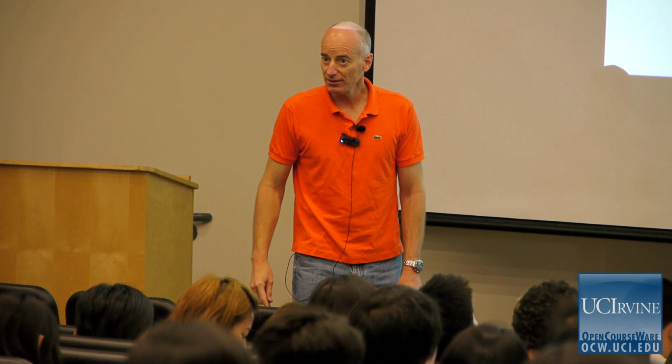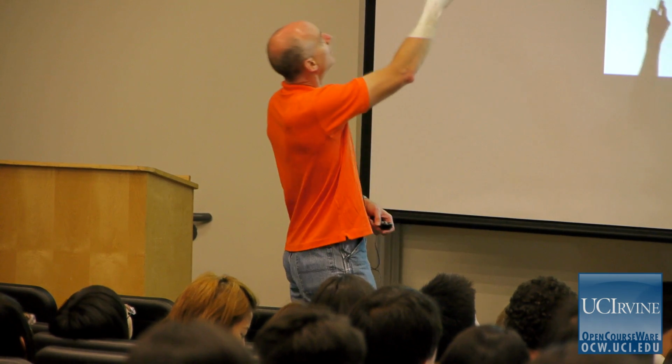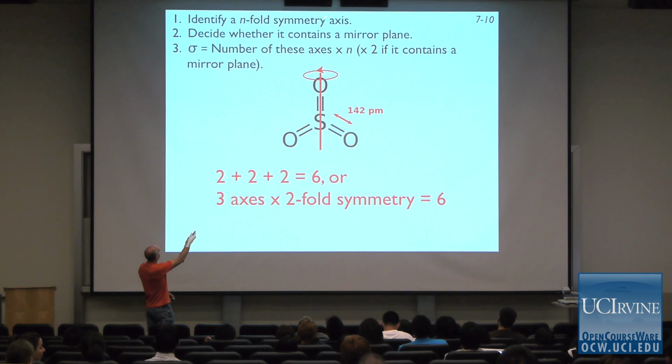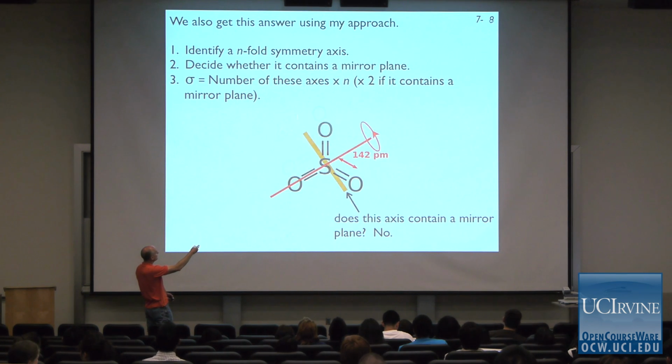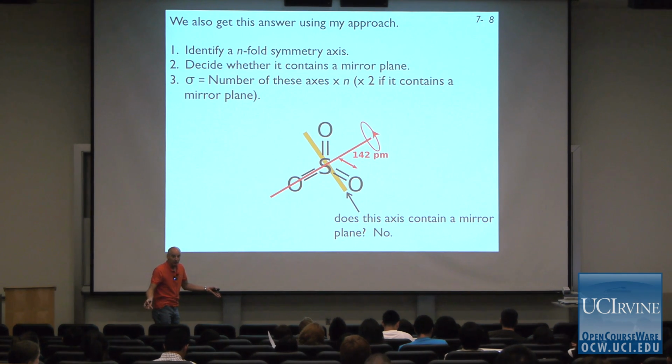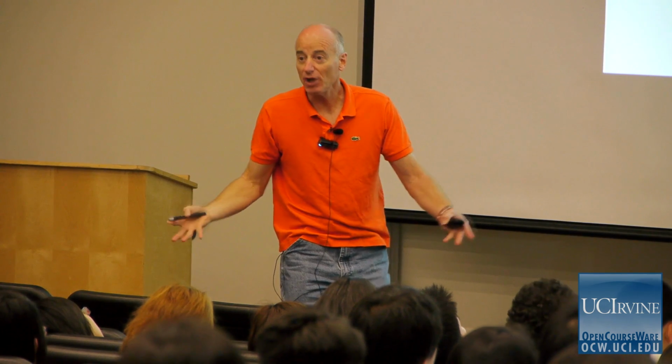Everyone see that? 3 steps. Identify a symmetry axis. Decide whether it contains a mirror plane. In this case, it doesn't. I can't put this bar anywhere along this axis and get a mirror plane. If I could do that, then I would be multiplying by 2, and the symmetry number would be 12.